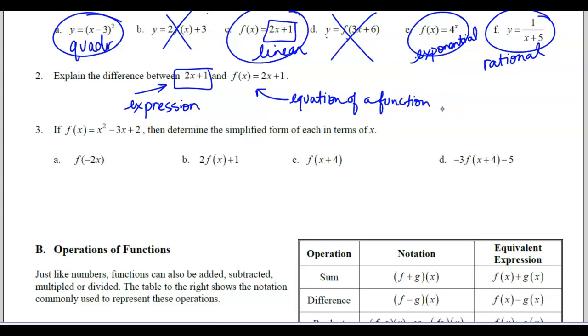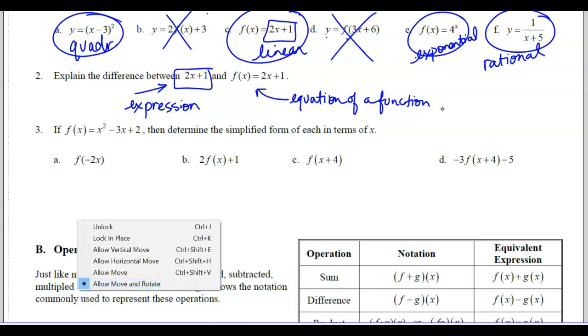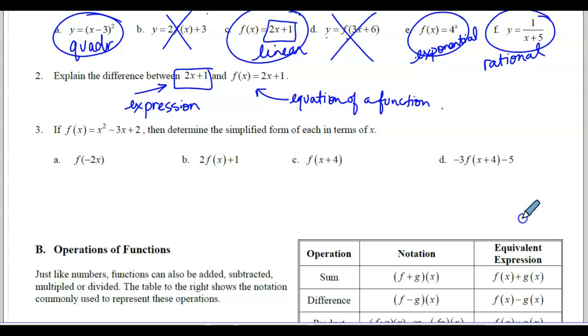Okay, so we could graph the second one. So if f of x equals, in question 3, that's a quadratic, it's degree 2, determine the simplified form of each of the following. So you did some of this back in Math 10 IB. So here, if we were asked to find f of negative 2x, that means you want to substitute every x in the original with negative 2x.